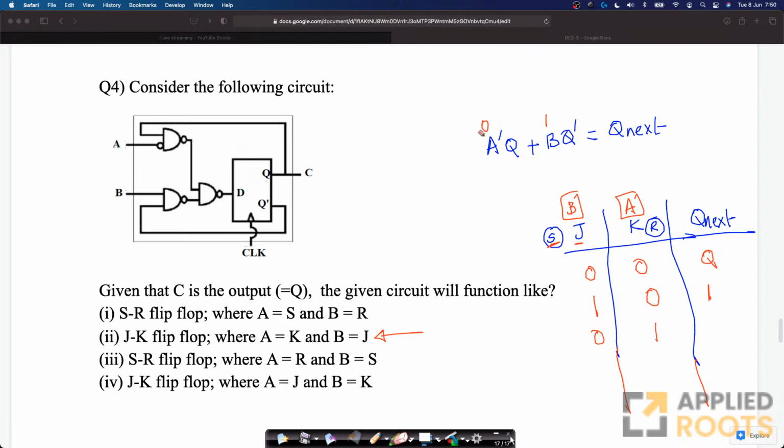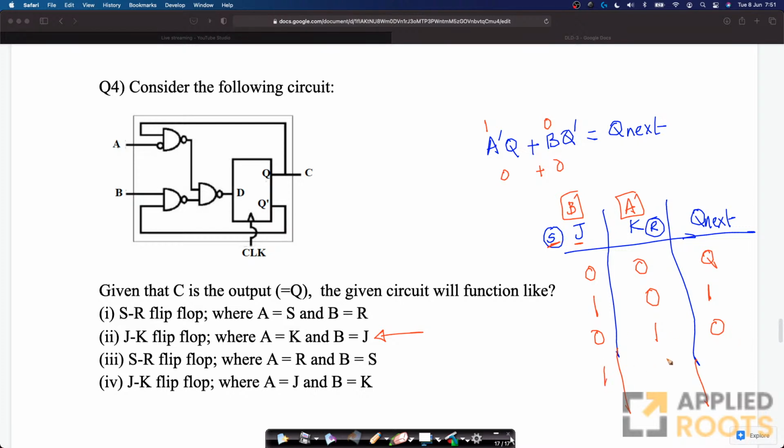Again, we just have to plug in and think carefully, that's it. So A is 1, B is 0. So this becomes 0 into Q, so it becomes 0. B is 0, and A is 1. So A complement is 0, 0 into Q is 0, plus this is anyway 0, so this becomes 0. So this is behaving like a reset, right? In an SR flip-flop or a JK flip-flop, if you have 0, 1, it behaves like a reset.